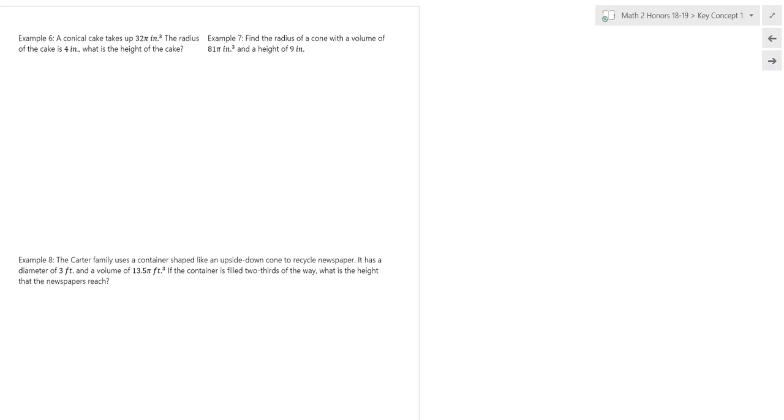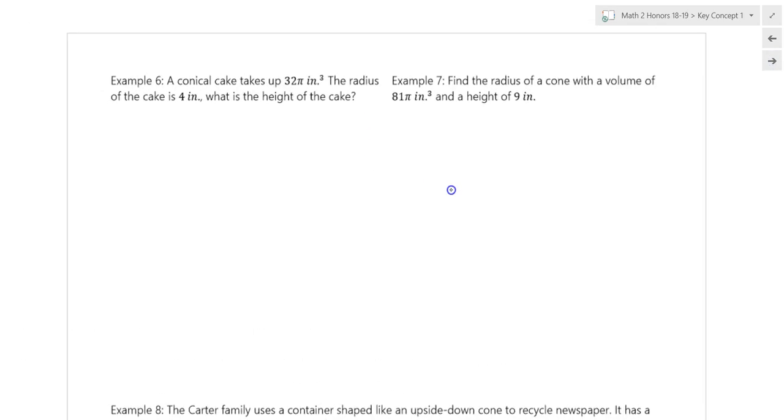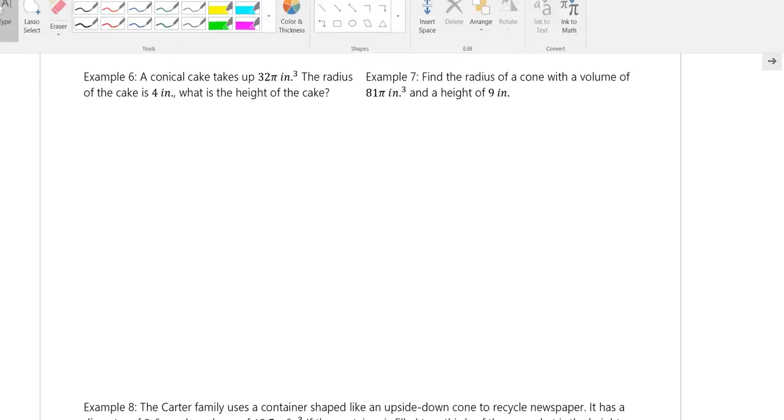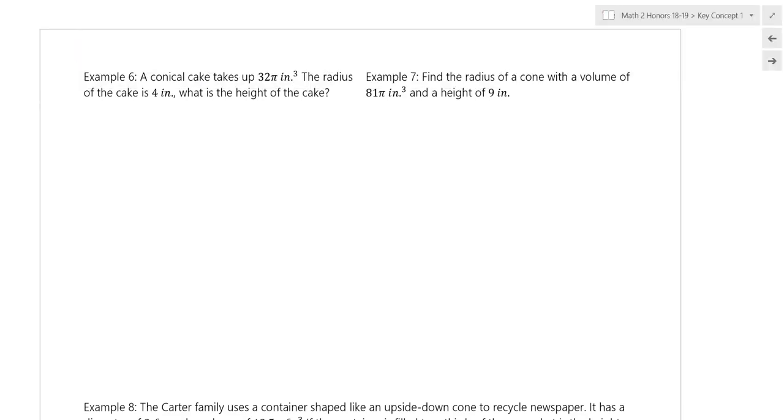All right, go ahead, turn to the next page. Here, there's no lovely picture for us. A conical cake takes up 32 pi inches cubed. The radius of the cake is 4 inches. What is the height of the cake? So it's a cake shaped like a cone. Draw a circle and draw a triangle. There's a lovely cone. Okay. My volume is 32 pi inches cubed, and the radius of the cake is 4 inches.